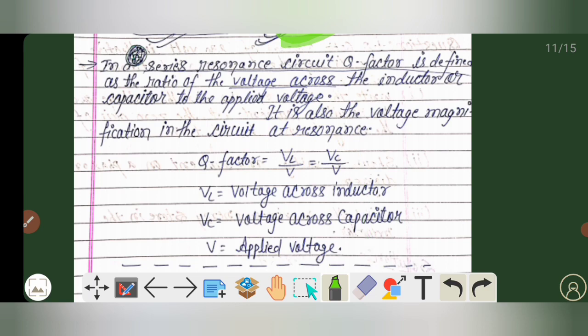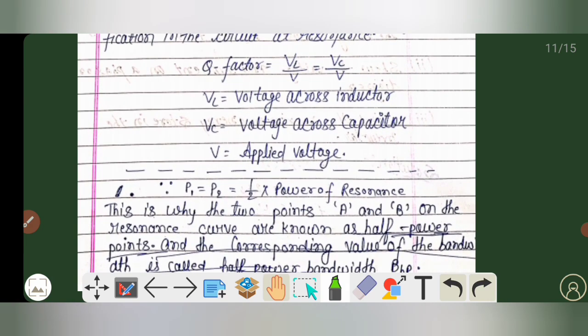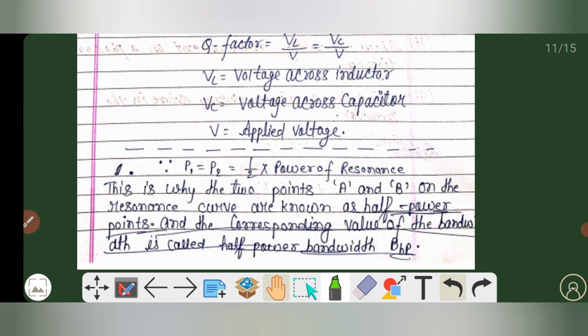Now, my dear friends, this is the voltage magnification. This is the voltage across inductor, the voltage across capacitor, and this is the supply voltage. We also derived that the power at points 1 and 2 is half the power at resonance. That is why the two points A and B on the resonance curve are known as half power points, and the corresponding value of bandwidth is known as the half power bandwidth, denoted by BHP, my dear friends.